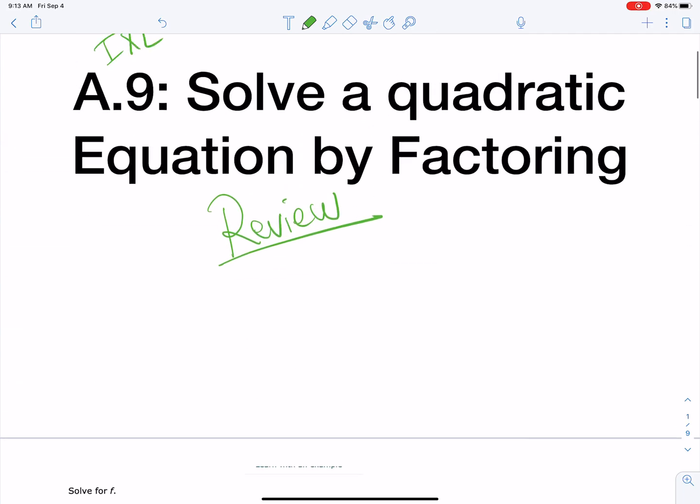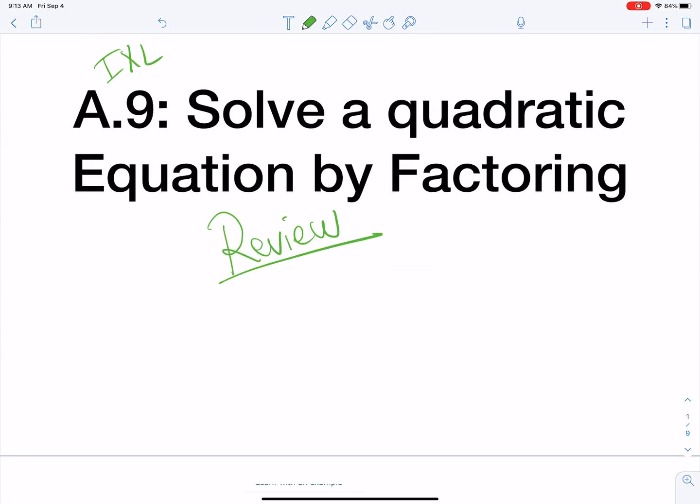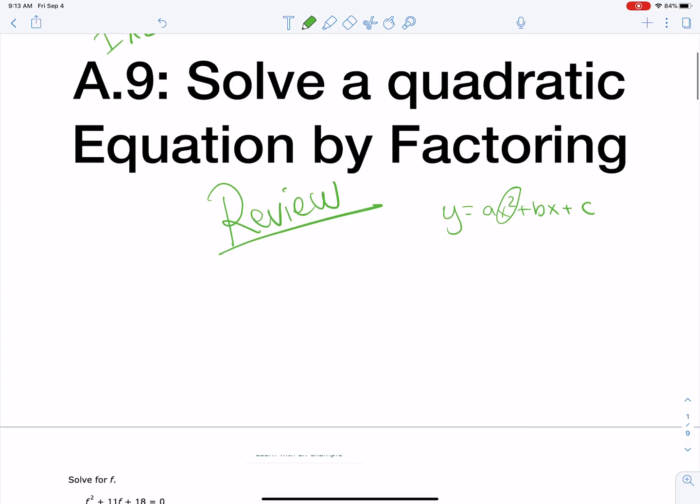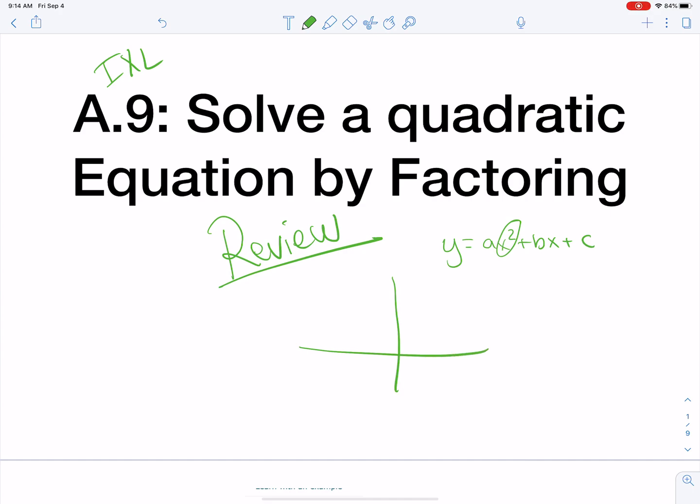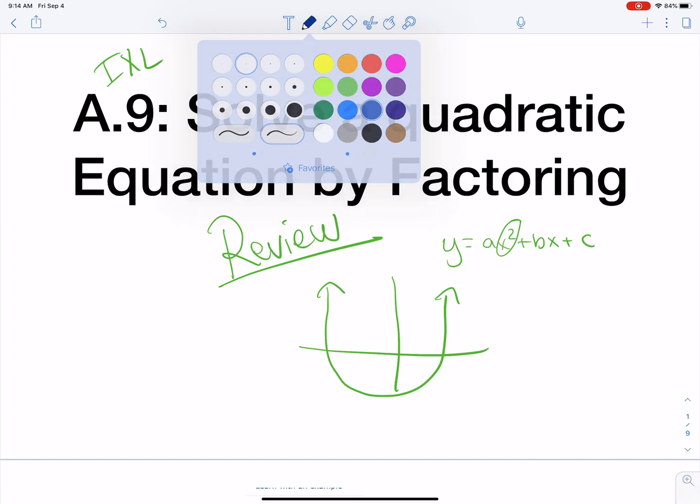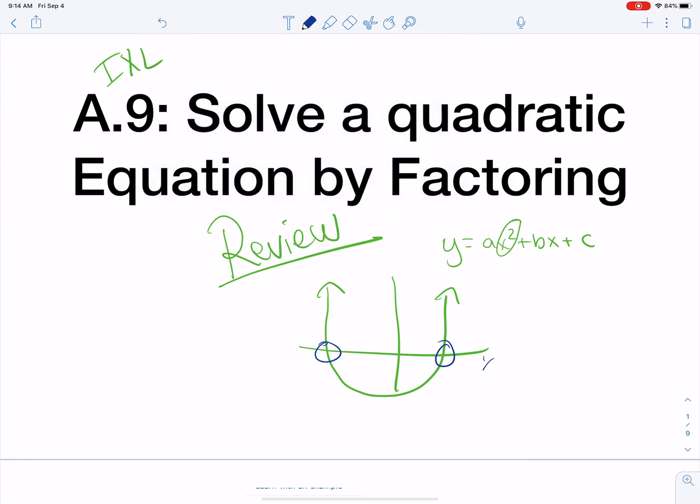Okay, so first of all, let me step back. When it says solve a quadratic equation, you're used to seeing something like y equals ax squared plus bx plus c. So a quadratic is when you have an x squared in there, meaning we have a parabola graph. And what we're trying to find when we solve is our x-intercepts.